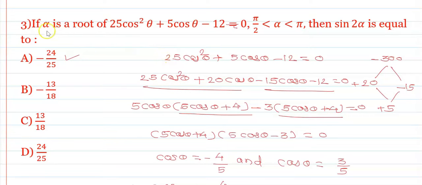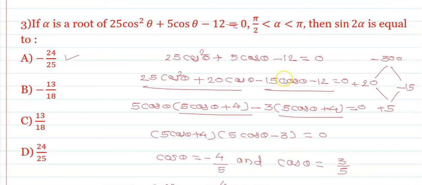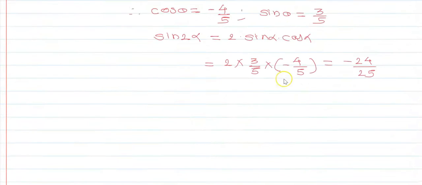There is a slight mistake here. Instead of alpha, it should be theta, and here we must find the value of sine of 2 theta. Okay, fine. Option A is the correct one.